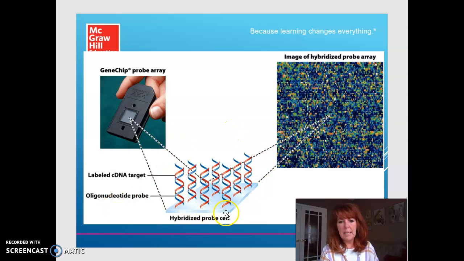When the patient's DNA or sometimes RNA is then added, it will complementary base pair with the probe that was on that microscope slide. And they will light up in different colors depending on whether the match was made or not. Did hybridization occur or not? Did complementary base pairing occur or not?